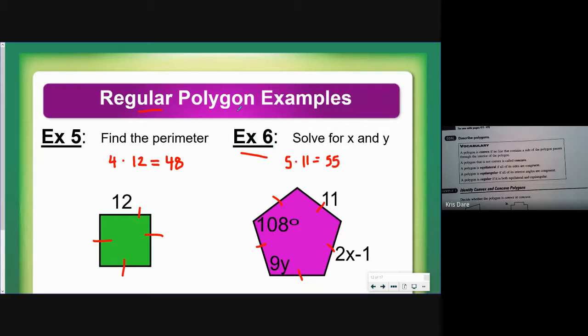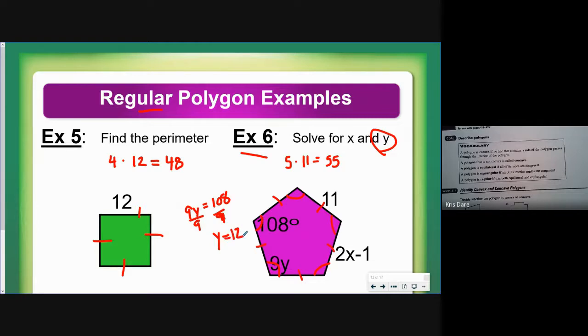Okay. If it's regular, that also means that it's equiangular. So this angle is 108. So is this angle, so is this angle, so is this angle. If it wants me to find y, then I know that 9y is equal to 108. So all I have to do is divide both sides by 9. So then y is going to be 12.